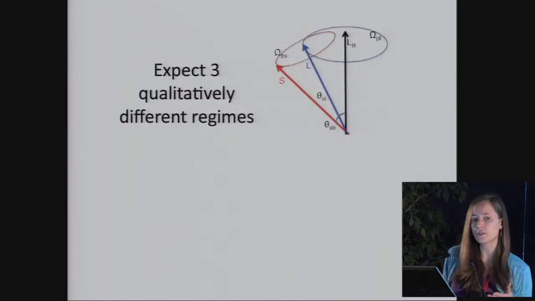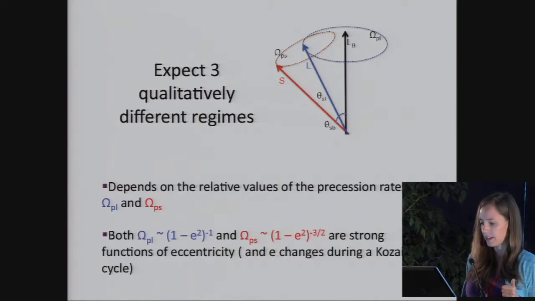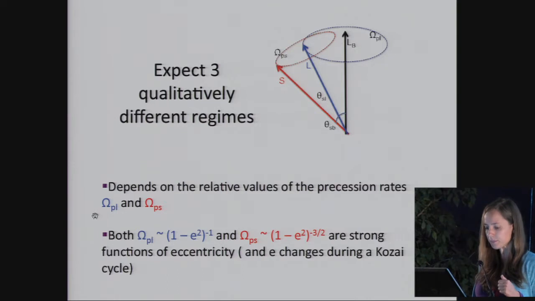So we expect these three qualitatively different regimes of dynamical evolution. The regime depends on the relative values of these precession rates, omega PL and omega PS. And remember that these are both very strong functions of eccentricity. And the eccentricity during a Kozai cycle is changing from being nearly 0 to nearly 1. So both of these frequencies are changing a lot.